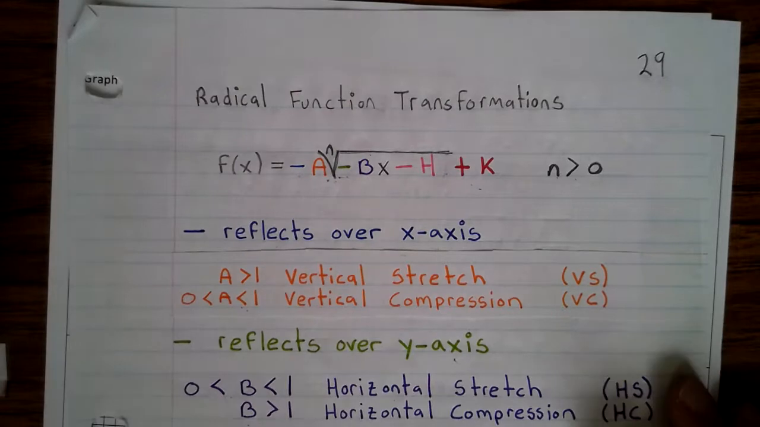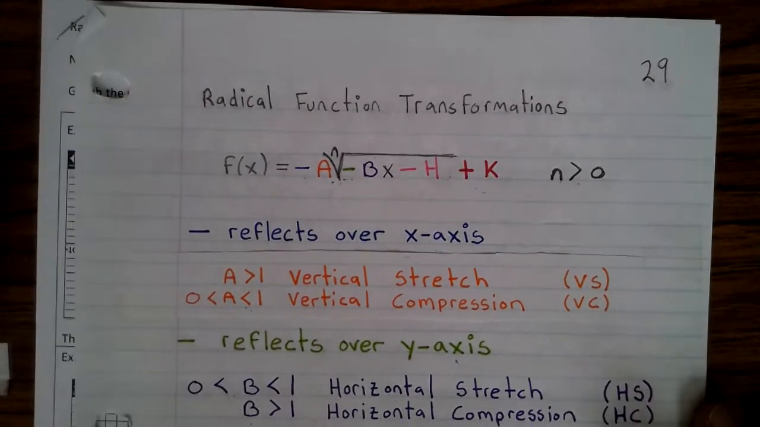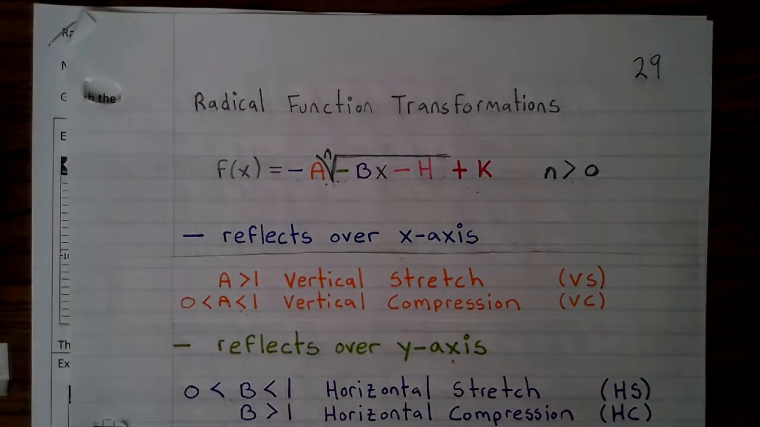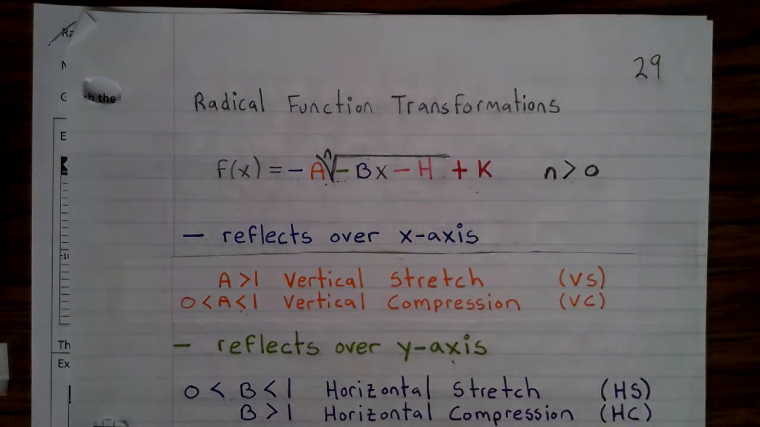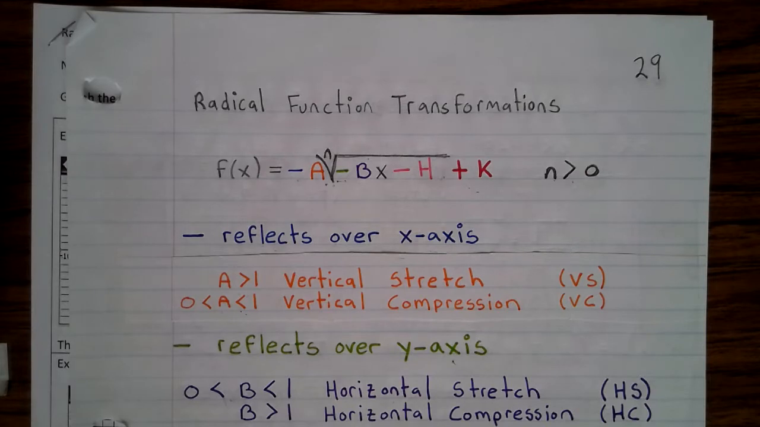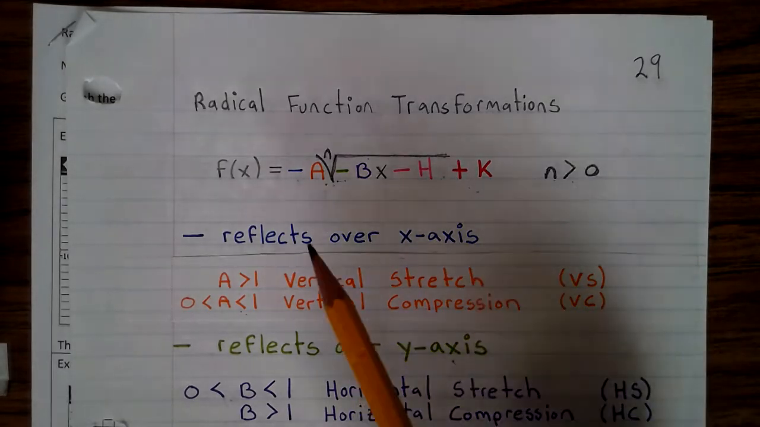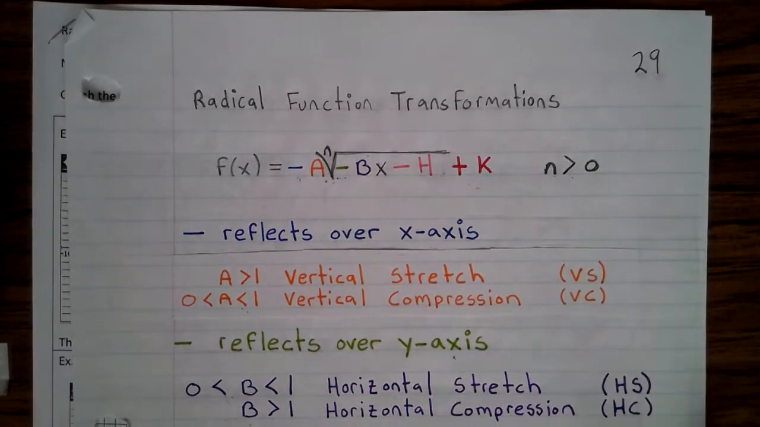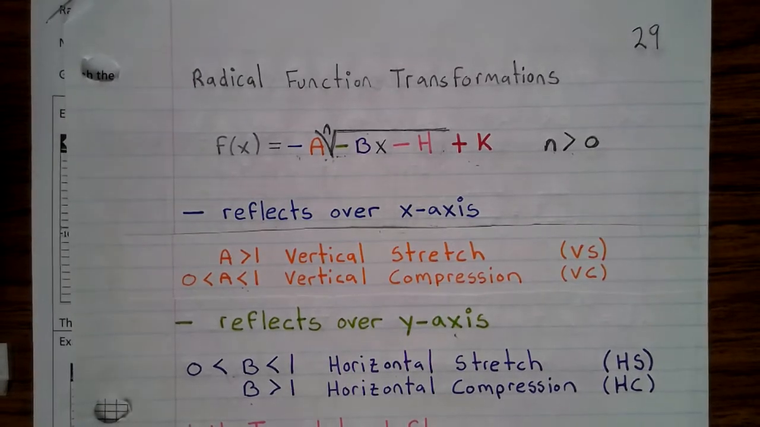Let's take a look at our notes. Radical function transformations on page 29. So when f of x equals negative a times the root of negative b times (x minus h) plus k, when n is greater than 0, the negative in front of the a reflects over the x-axis. When a is greater than 1, it's a vertical stretch. When a is greater than 0 but less than 1, it's a vertical compression.